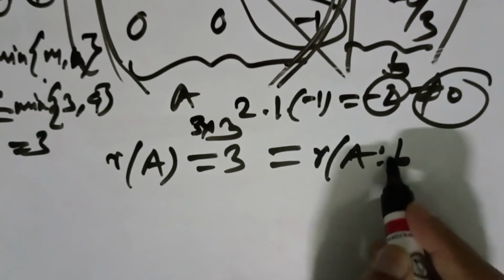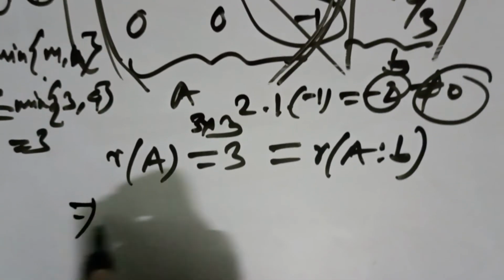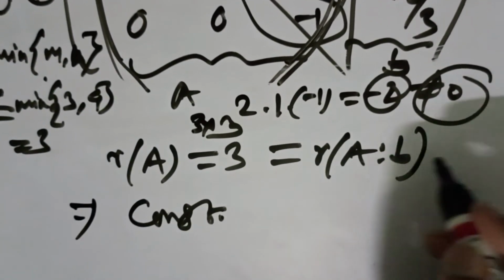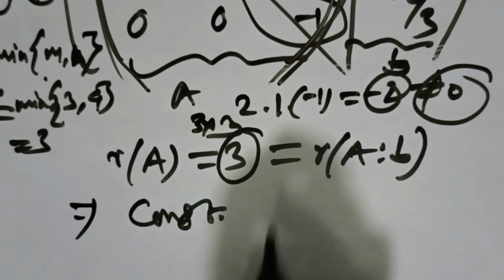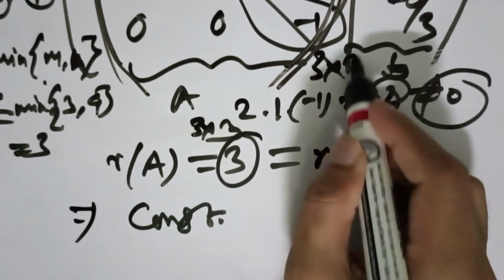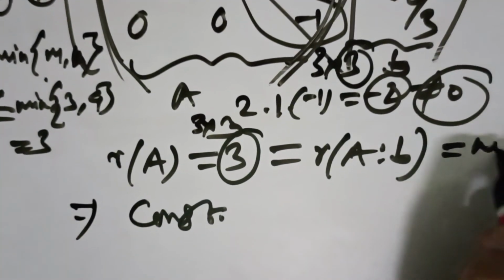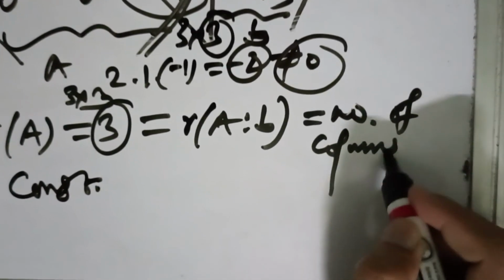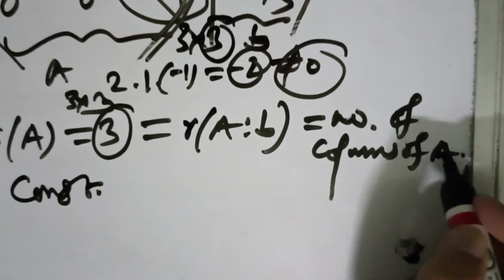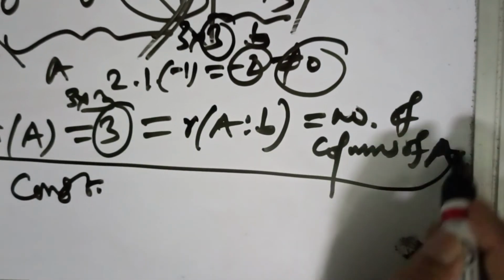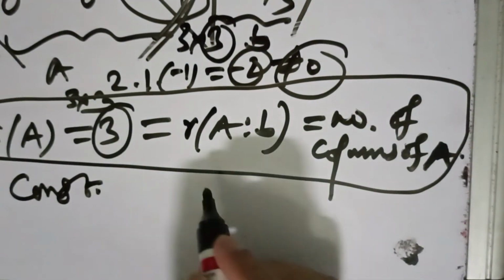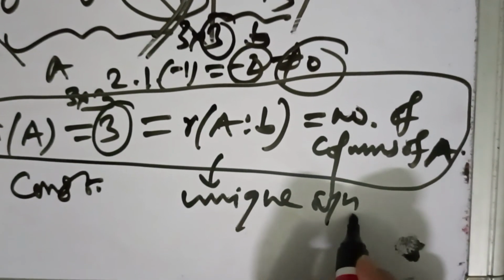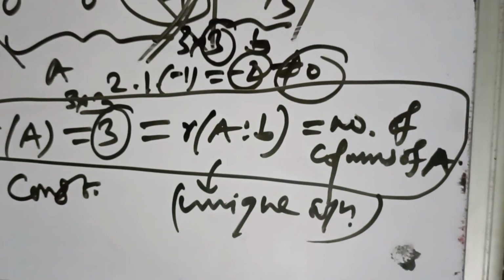So the rank of the augmented matrix equals the rank of A. So from this, the system is consistent, and my system has a solution. Also, A has 3 columns, being a 3 cross 3 matrix. So the rank of the augmented matrix equals the rank of A, which equals the number of columns, or the number of unknowns. So in this case the system has a unique solution. So for k equal to minus 1, the system has a unique solution.